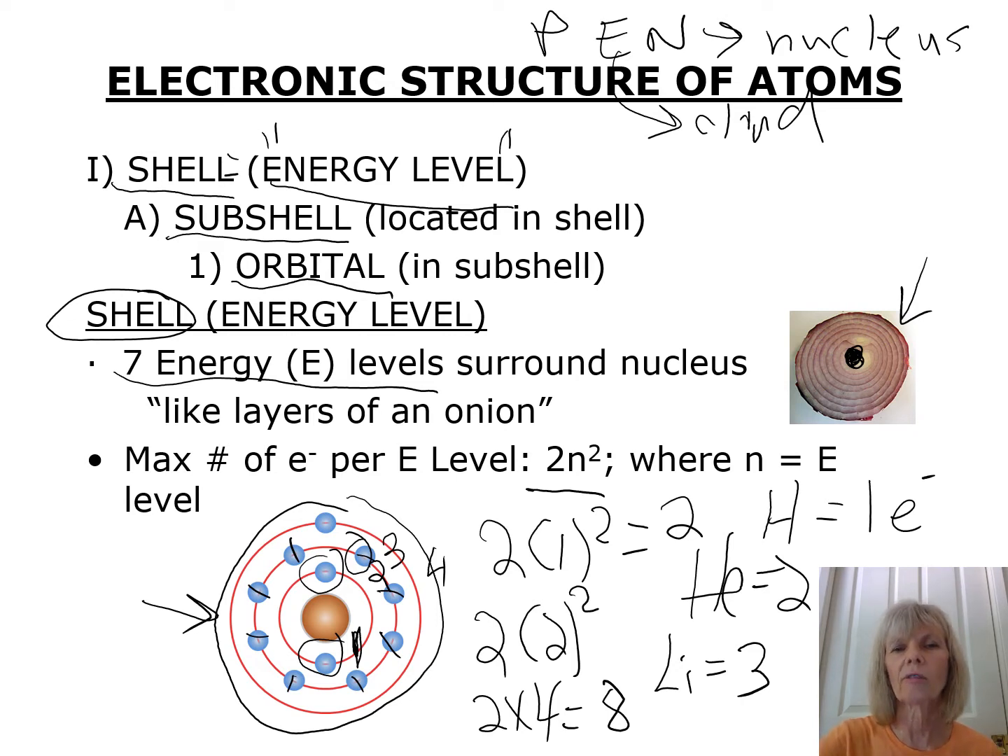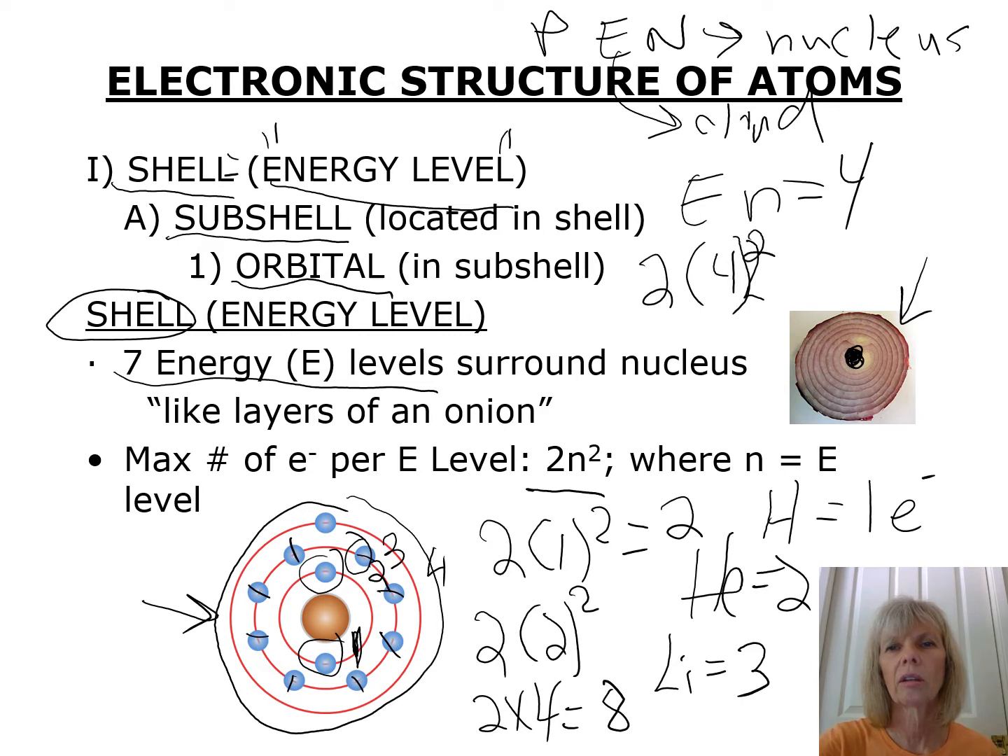So I may ask you, for example, what's the maximum amount of electrons I could have in, let's say, energy level n equal to 4. Again, we just use our formula: 2 times 4 squared. 4 squared is 16. 2 times 16. The maximum amount of electrons in energy level 4 would be 32 electrons.